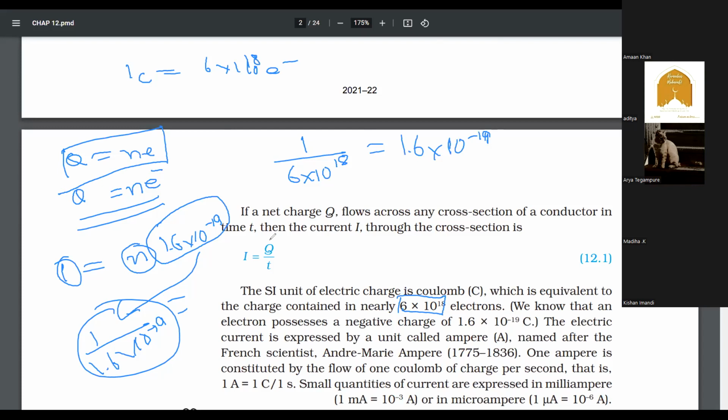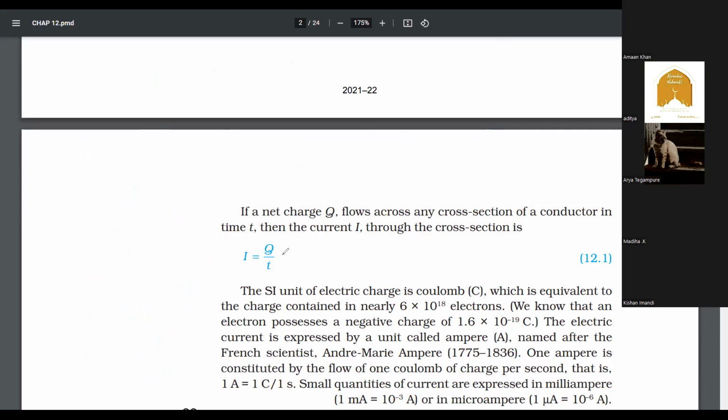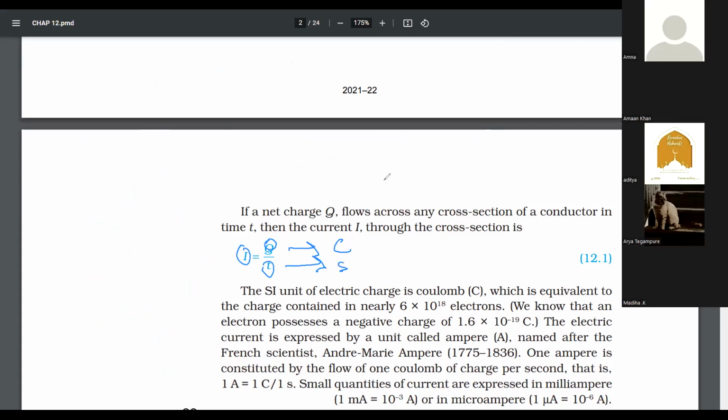Now moving on, we saw that I is equal to Q by T. So that means current is equal to charge by time. And so we know that the SI unit of charge is coulomb, and obviously the SI unit of time is seconds. So remember this is very important, seconds.